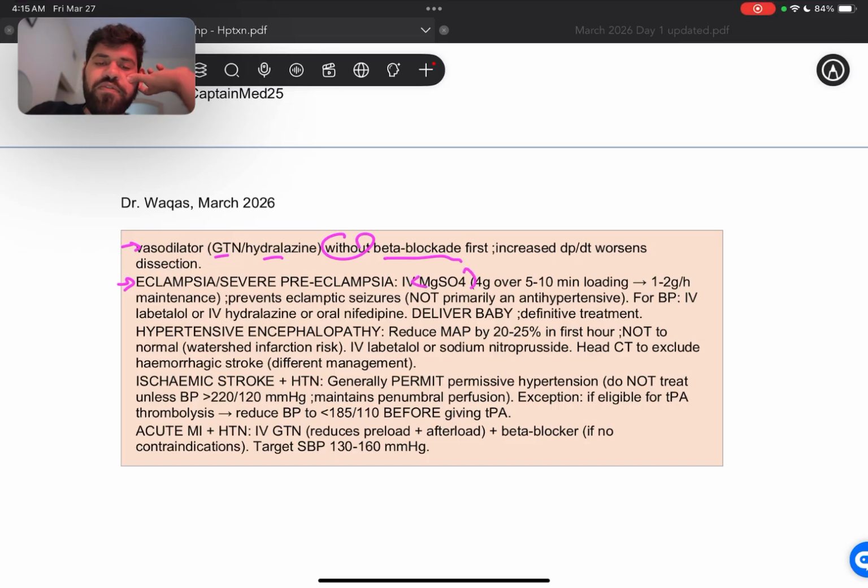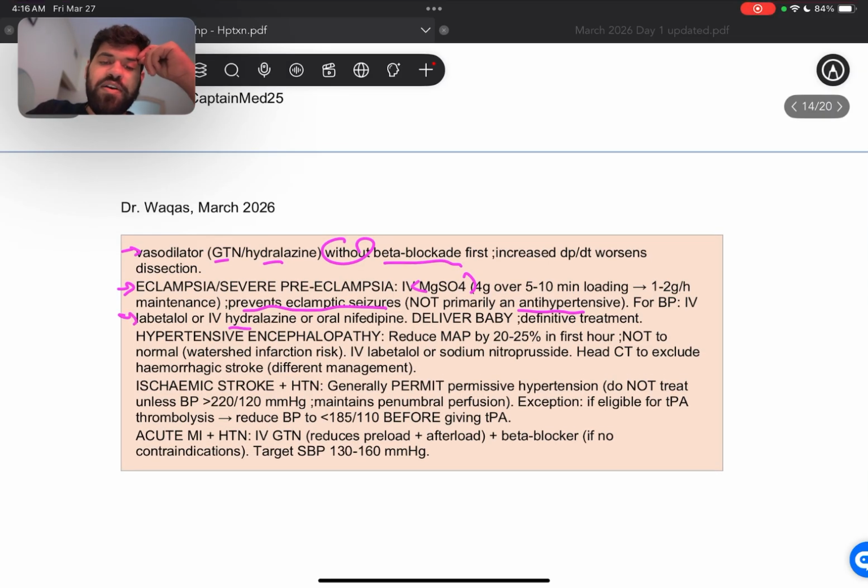It's neuroprotective and prevents eclamptic seizures, and it's not primarily an antihypertensive again. And for BP we give them labetalol, IV hydralazine or oral nifedipine. We deliver the baby as definitive treatment. All right. And hypertensive encephalopathy, reduce MAP, so this is an emergency.